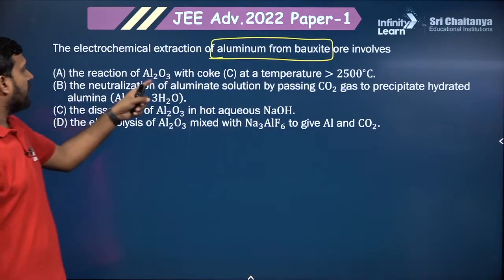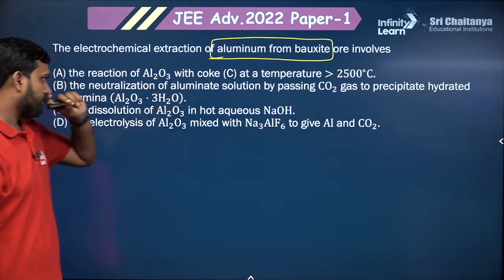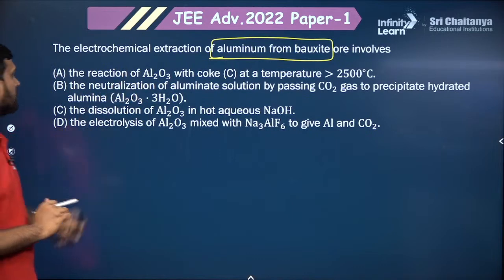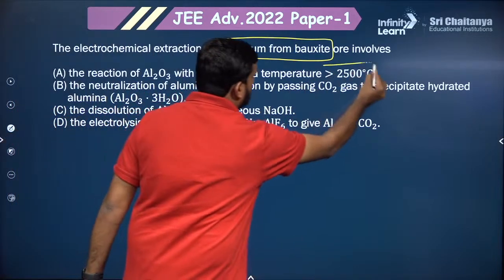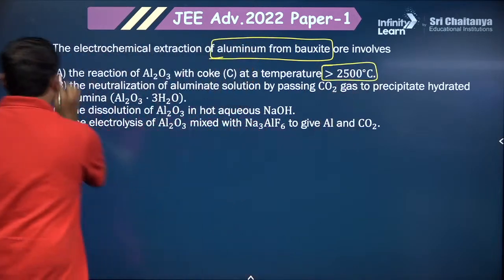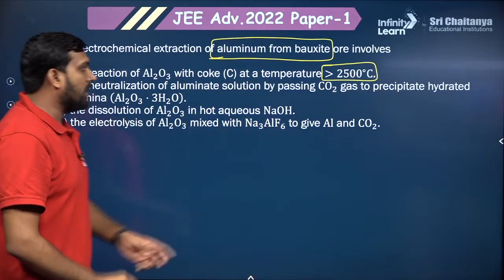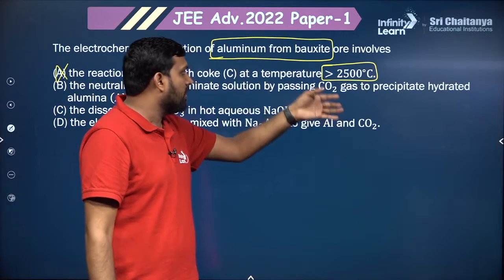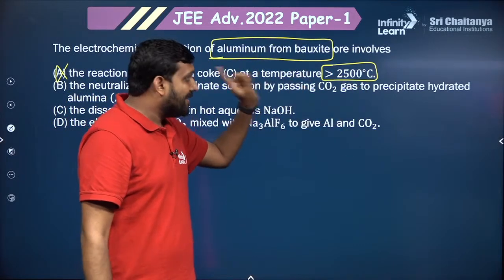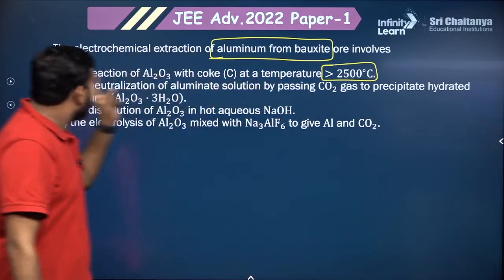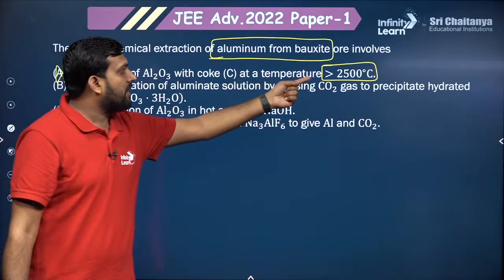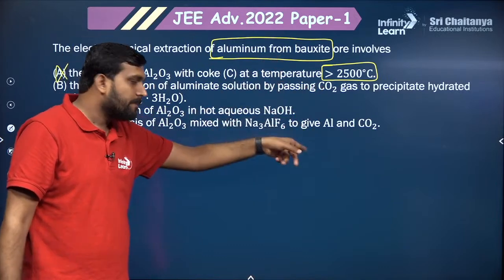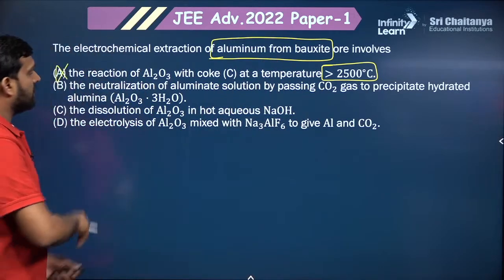The reaction of Al2O3 with coke. No, this is not the process involved. We basically go for electrolytic reduction. We don't go for this process, and that too at this high temperature. Never. This is totally incorrect, because to maintain a temperature greater than 2000 degrees Celsius is never economically possible, first of all. And the second thing is that this reaction doesn't take place in the actual metallurgical process. We go for the electrolytic reduction. So this is not the correct way.